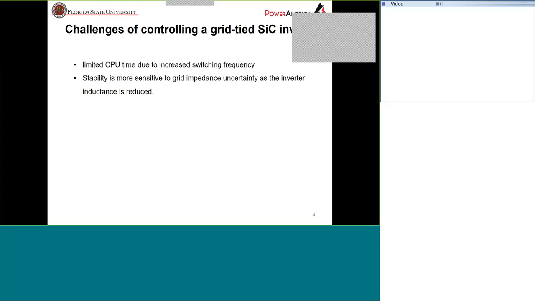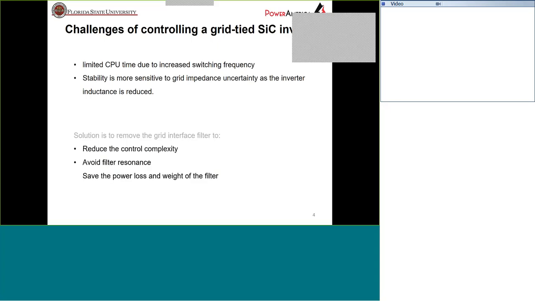And also, because the whole reason to increase the switching frequency is to reduce the filter value, when this filter value is reduced, the uncertainty of the grid impedance will play a bigger role in the whole system. So the stability is more sensitive to the uncertainty of grid impedance, which makes the control of this inverter even harder. These two challenges are actually coupled, because we are facing some new challenges, and the resources for us to control it actually become smaller.